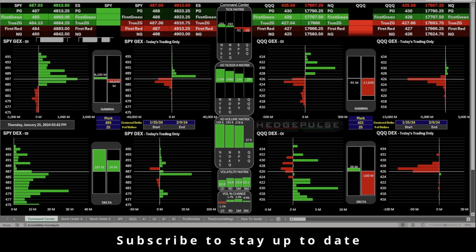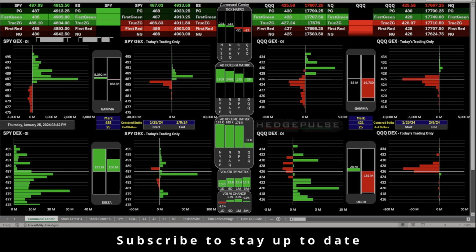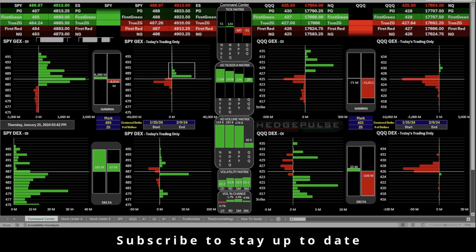So coming into the end of the day, we have SPY 487. Can it go to the 488? That's the PG level, the big green bar. That's what we're looking for.